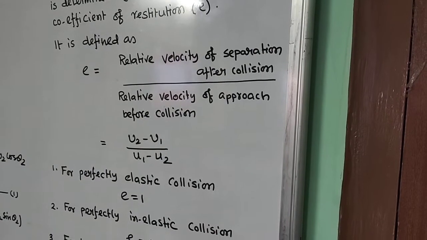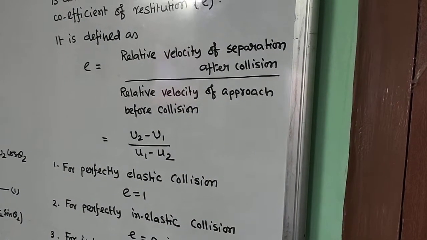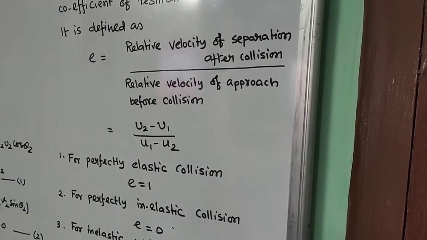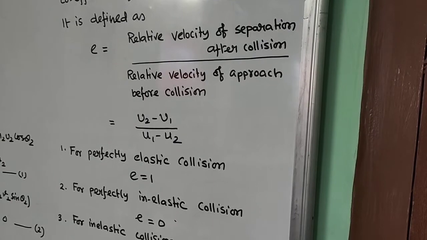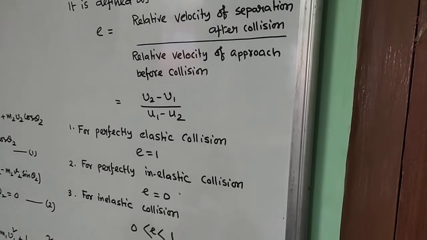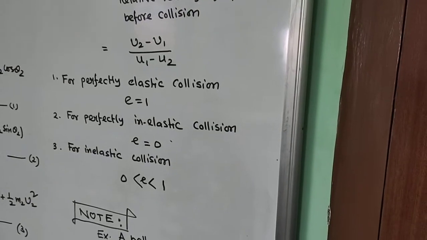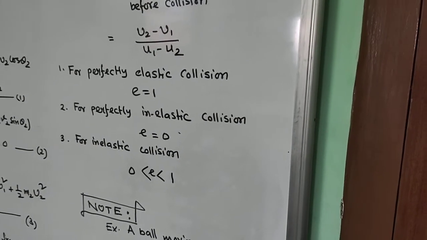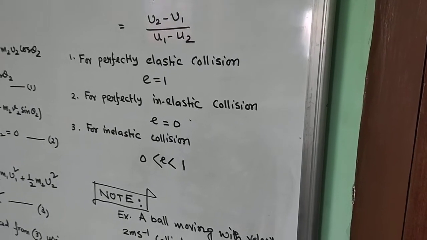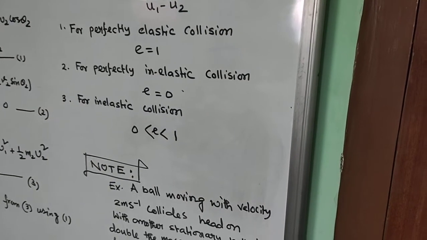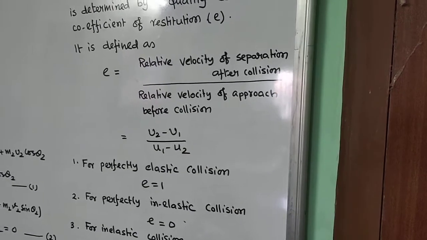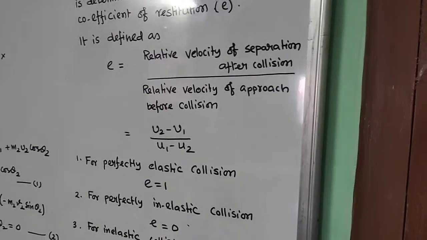Now for a perfectly elastic collision, E equal to 1, which means v2 minus v1 equal to u1 minus u2, which we have already discussed in our previous topic. For a perfectly inelastic collision, E equal to 0, which means v2 minus v1 equal to 0. For an inelastic collision that is not perfect, E comes out between 0 and 1. In numericals, you have to use this expression for the coefficient of restitution.